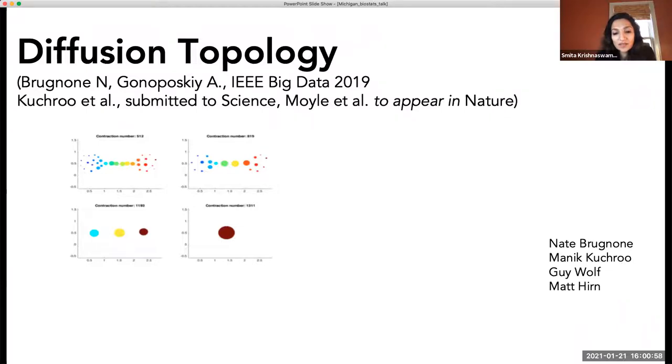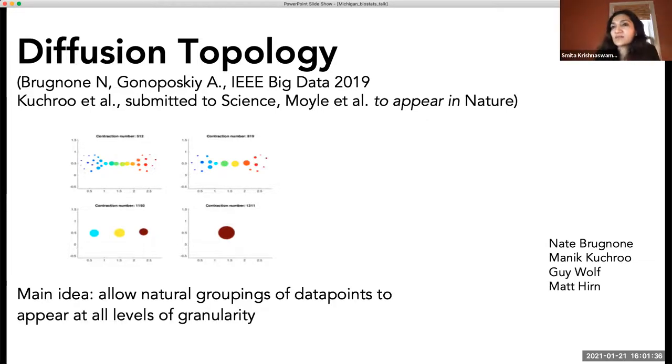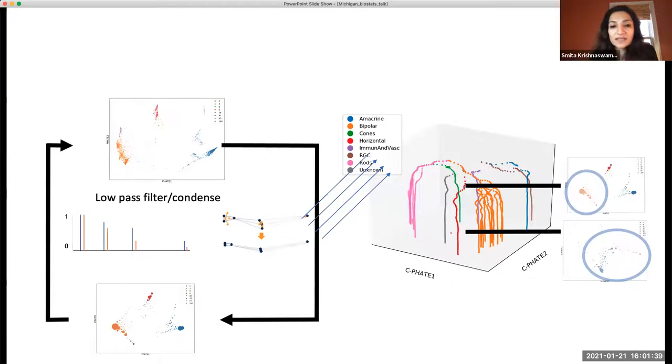So we were interested in this kind of resolution sweeping, but we didn't want to do it in the ambient space, for the reason I showed you before, that the ambient measurement space isn't necessarily giving you the right kinds of metrics. So we started to develop topologically inspired methods based on diffusion geometry. This was first published in an IEEE Big Data paper, and subsequently we have other works that use this method and find different kinds of structure in the data.